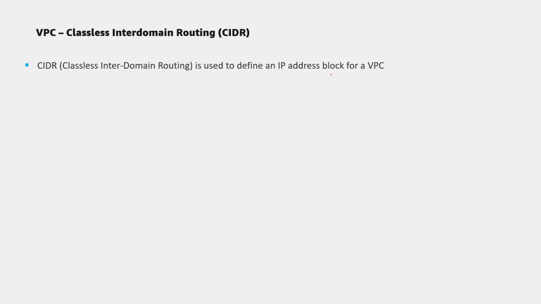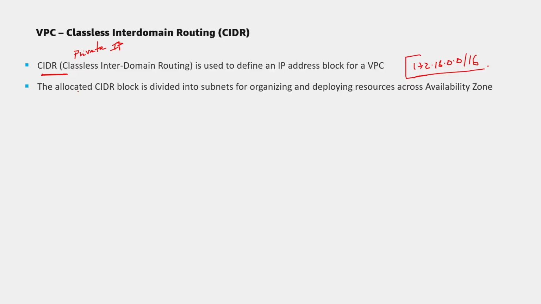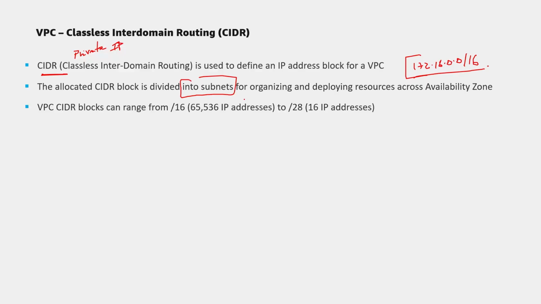All right. So anyway, the CIDR that we allocate to our VPC is usually a private IP, most of the time. The most common one you'll find is probably 172.16.0.0/16, or 172.31.0.0, whatever it is, assigned to our VPC. The allocated CIDR block is divided into subnets for organizing and deploying resources across availability zones. So we do have to create subnets in order to deploy our resources: EC2 instances, databases, and so on.